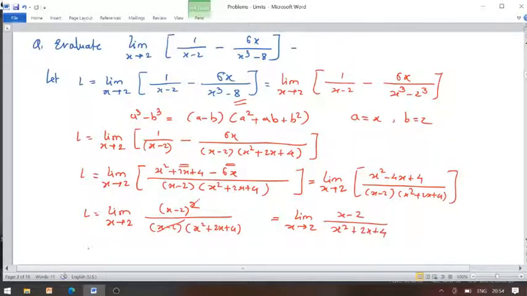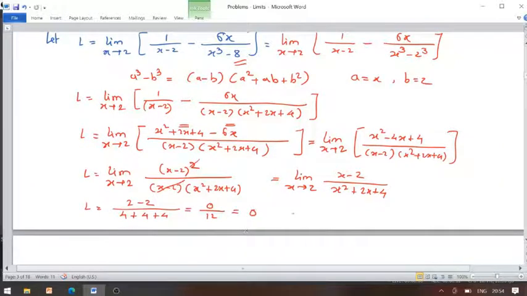Now let us apply the direct limit, which means we replace all x by the value 2. We get 2 minus 2 divided by 2 square as 4, 2 twos are 4, plus 4. That means we have 0 divided by 12, which becomes 0. So the value of the given limit L is equal to 0.